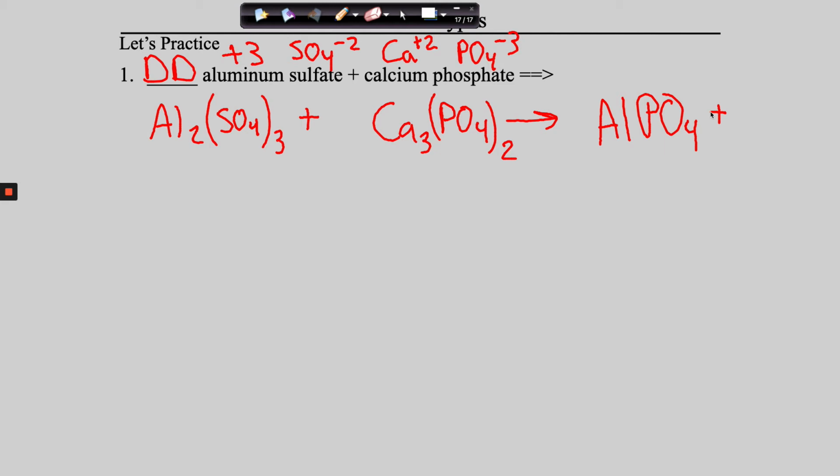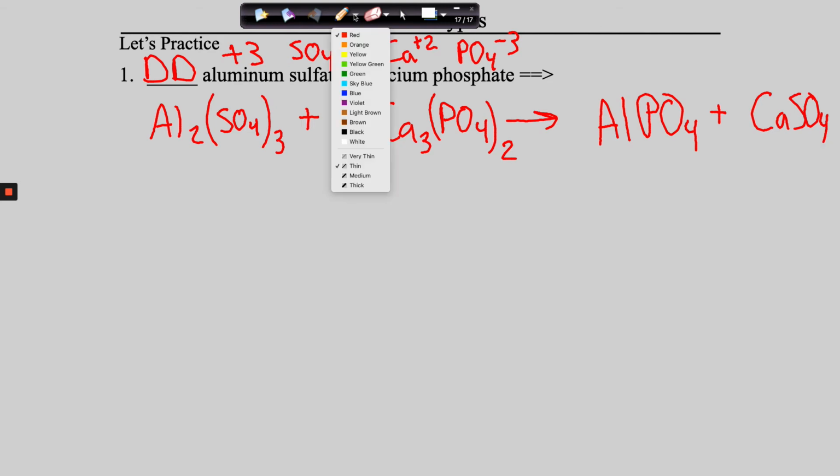And then guys, our other product, we've got positive calcium, double displacement, right? Positive calcium +2, hooking up with negative sulfate -2. How many of each do we need if they're plus and -2? Just one. So our other product is, sorry this is kind of smushed, CaSO4.